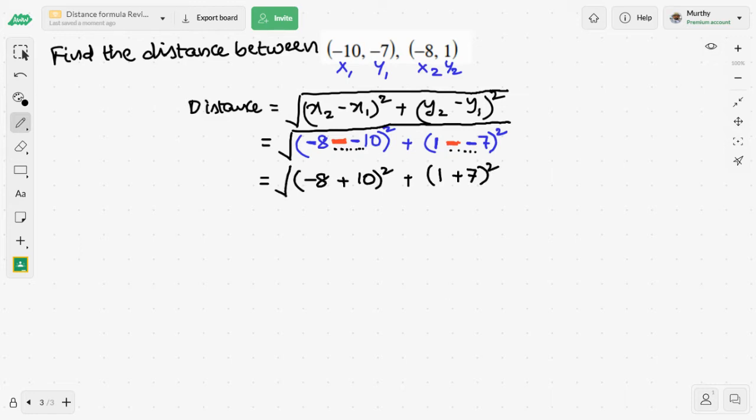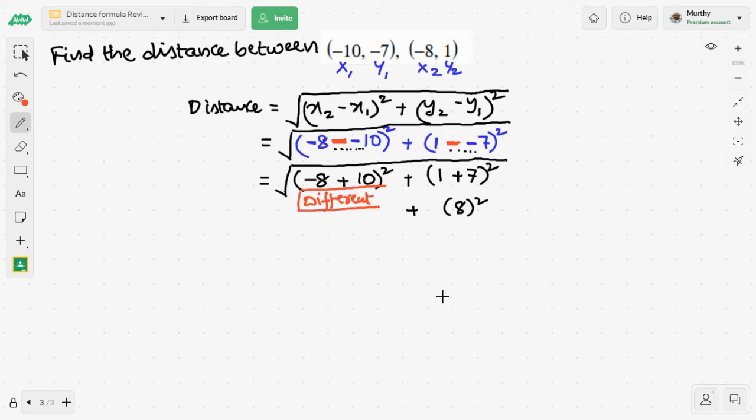So some calculations are there, they're pretty easy. Like take 1 plus 7, it's simple, it's 8 square. And -8 plus 10 means, you see that do they have same signs or different signs? I see that these two values are having different signs.